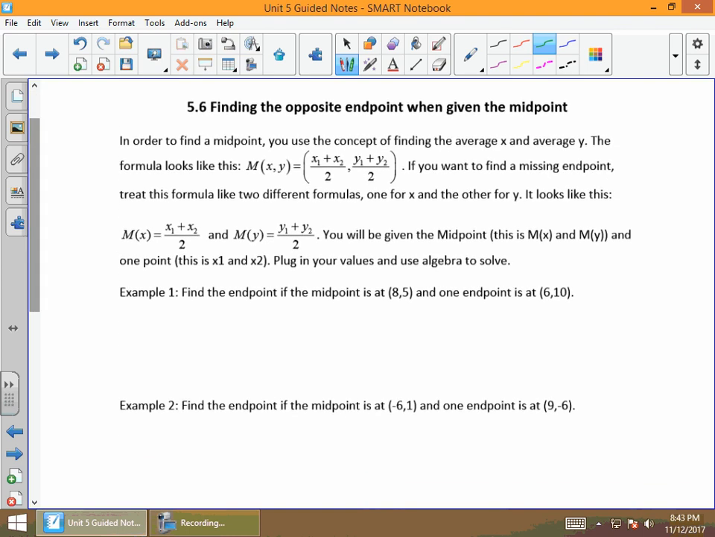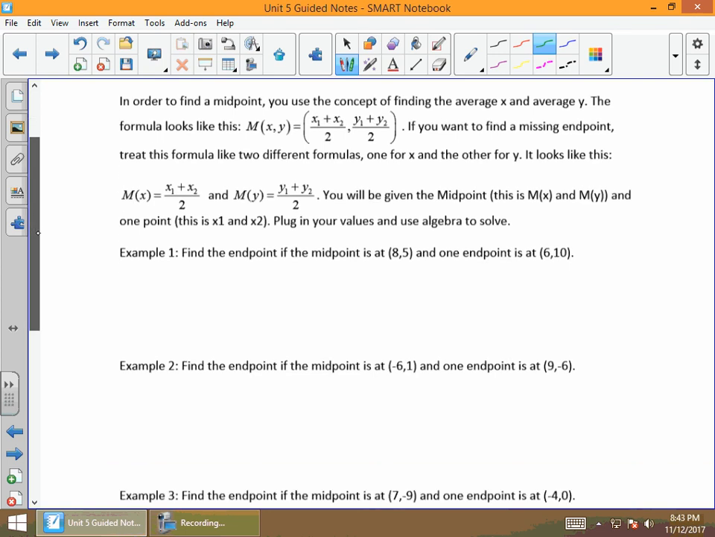The midpoint of x is x1 plus x2 over 2, and the midpoint of y is y1 plus y2 over 2. So now you're given the midpoint, which is mx and my, and you have one point, which is x1 and y1. So you're just going to plug in and solve for the missing variable. So let's take a look at this as an example.